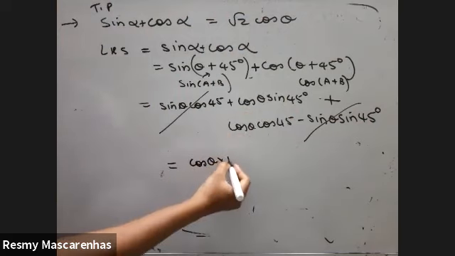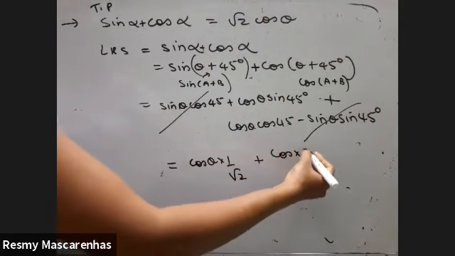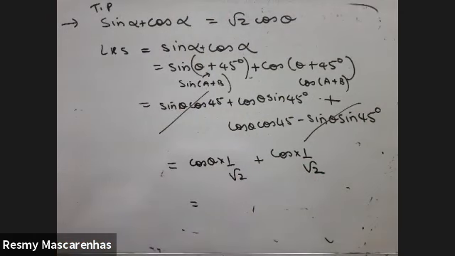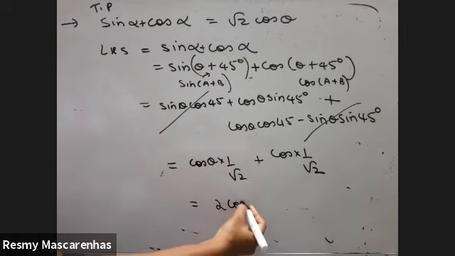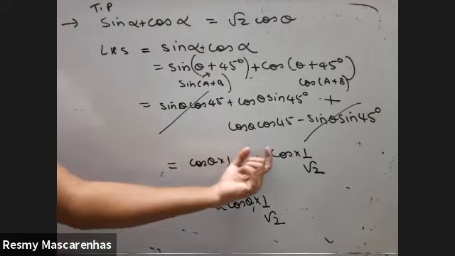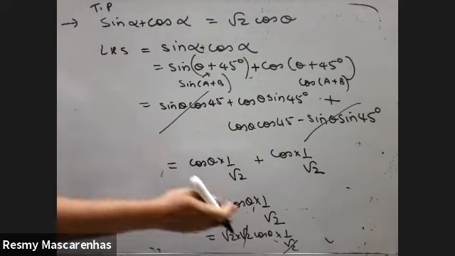What is sine of 45 degrees? 1 upon root 2. Denominator is same. The same thing will be 2 times. A plus A is nothing but 2 times, that's it. And what can 2 be written as? Root 2 into root 2. So 1 root will cancel. And that's how you will get root 2 cos theta.